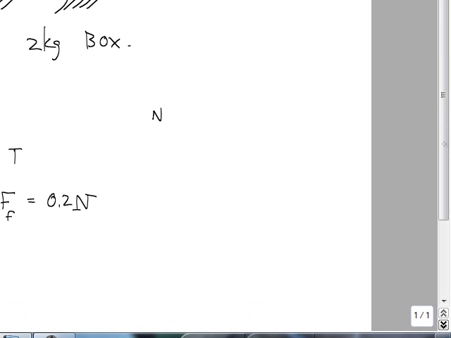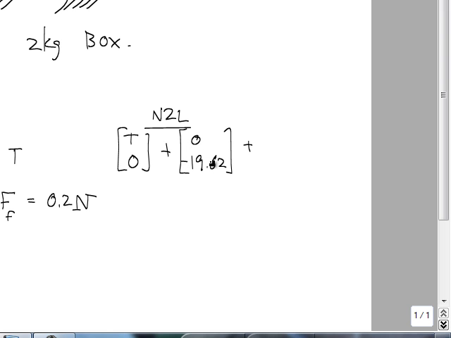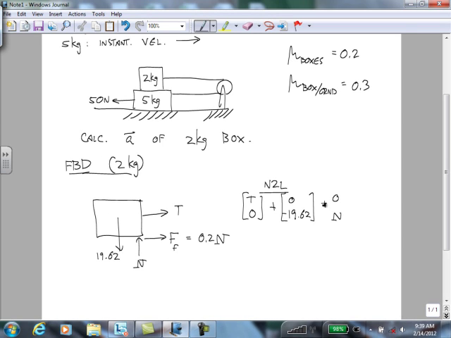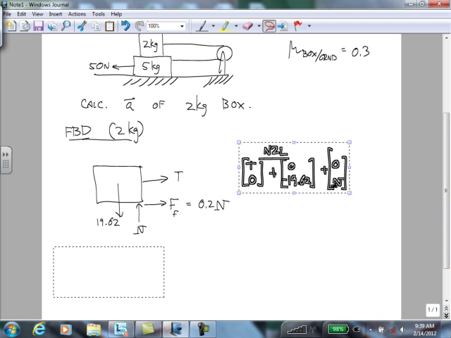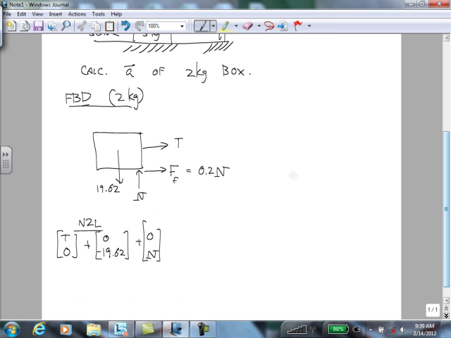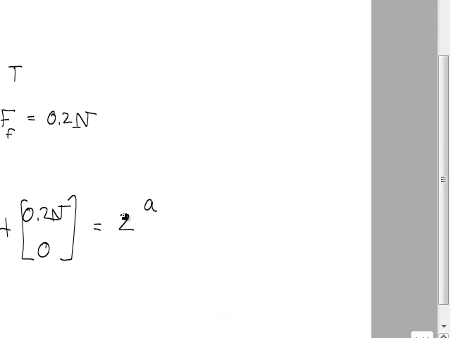So let's write Newton's second law for this, and then we'll move on to the second one. So Newton's second law says you've got T in the x direction, plus 0 in the y, negative 19.62, plus N, plus 0.2 N in the x direction, is equal to the mass 2 times, I'll call this the acceleration of the 2 kilogram box, a2.